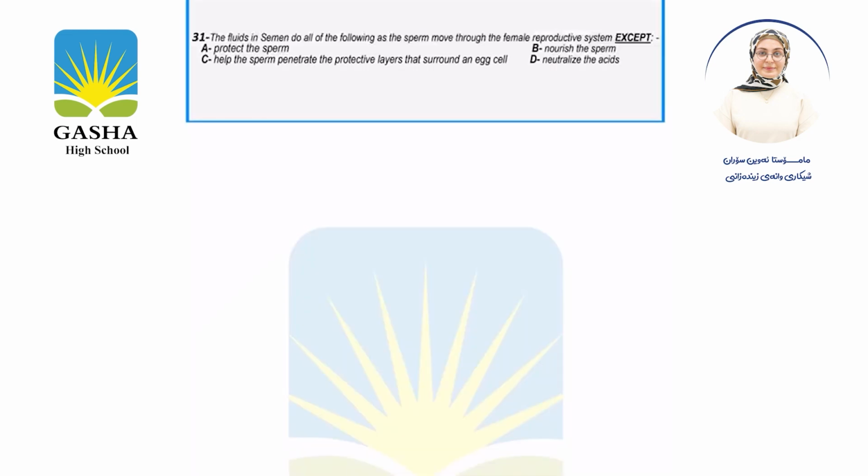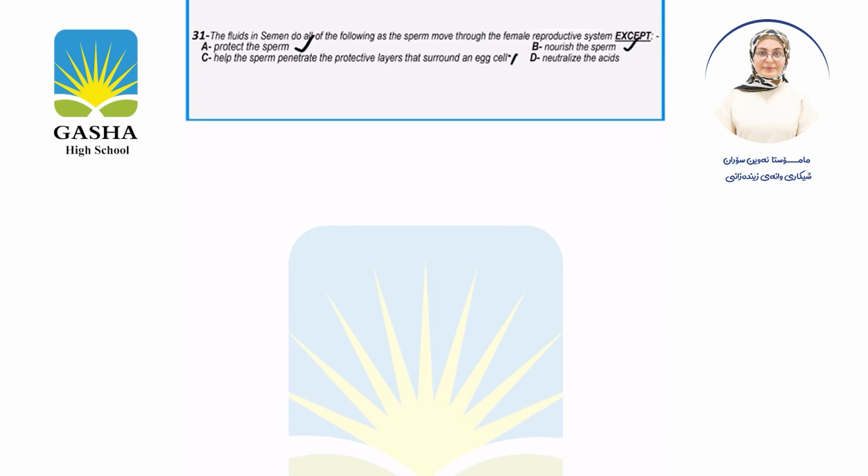Question 31. The fluids in semen do all of the following as the sperm move through the female's reproductive system, except. So in this question, we are searching for the wrong answer. A, protect the sperm. Yes, it's true. B, nourishing the sperm. Yes, it contains nutrients for nourishing sperm. C, help the sperm penetrate the protective layer that surrounds an egg cell. No, this is not a function of semen. So this one is false. D, neutralize the acid. Yes, it's true. So the most true answer for question 31 is C.